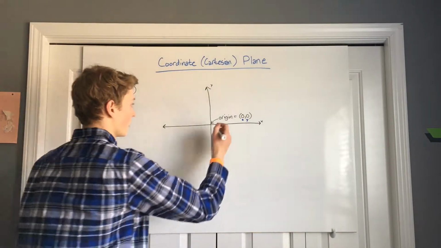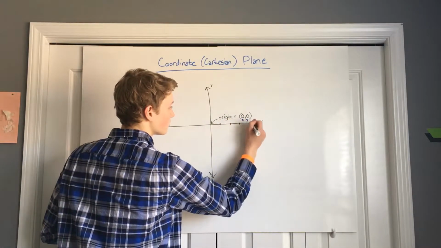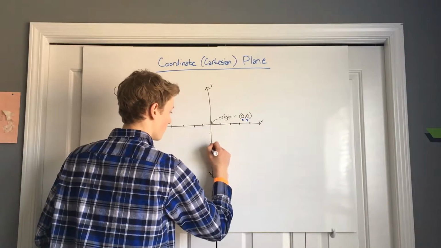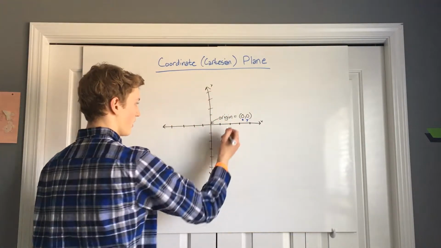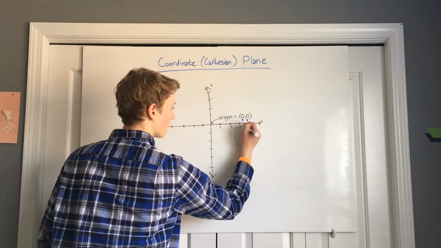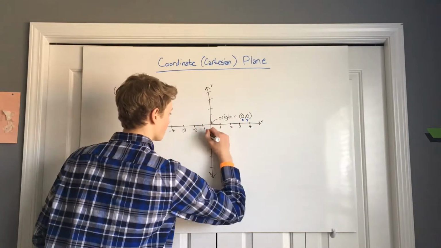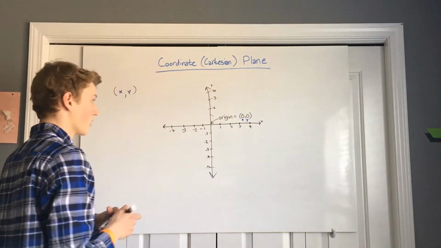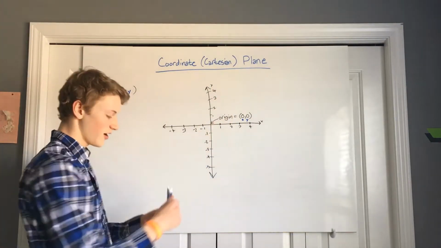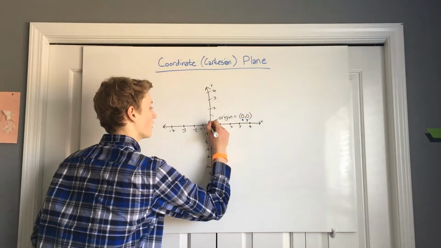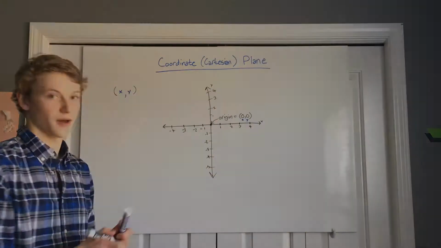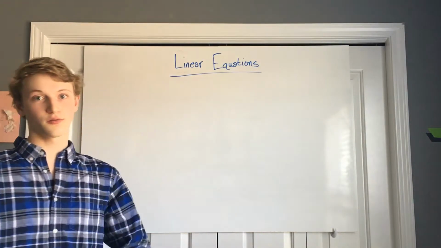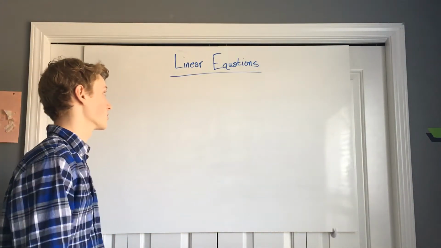So then after that we can label it just like this with increments of however big we want them to be. Just like that. We'll go by ones. Just like that. So if we wanted to graph 0, 0, we would put it here, just like that. So next up, we're going to learn what a linear equation is and the three different types of linear equations.